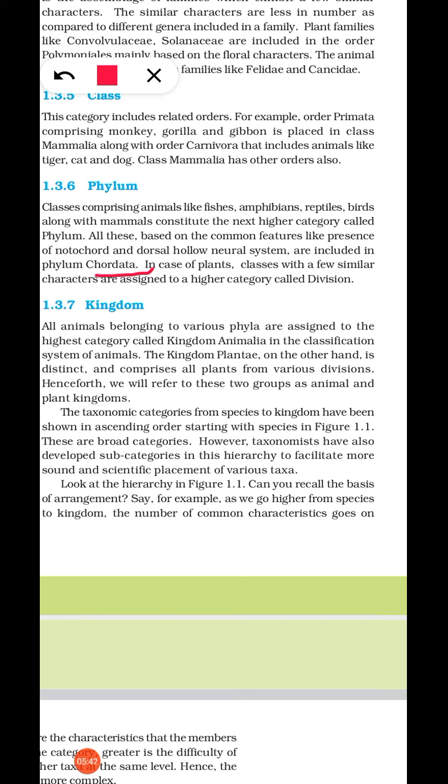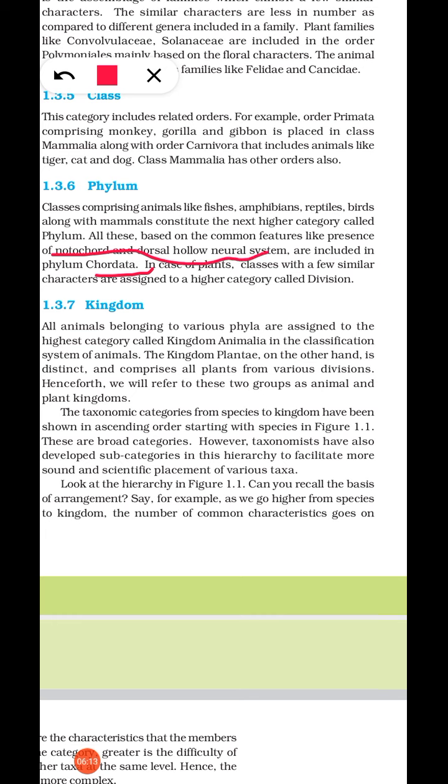So phylum Chordata contains what? All these organisms. That includes even mammals and organisms like fishes, and then amphibians, reptiles. All these come under the same category, known as phylum Chordata. If you see the characteristic feature which brings all these organisms together in this phylum, that is the presence of notochord.